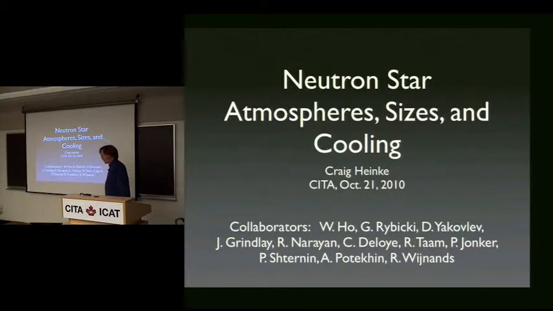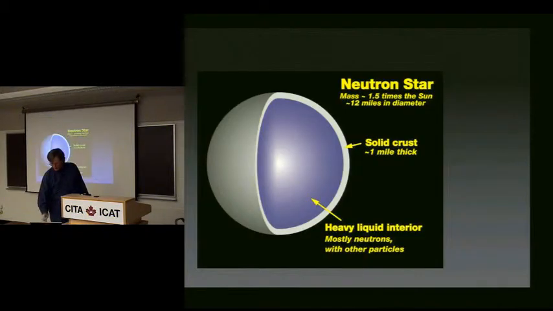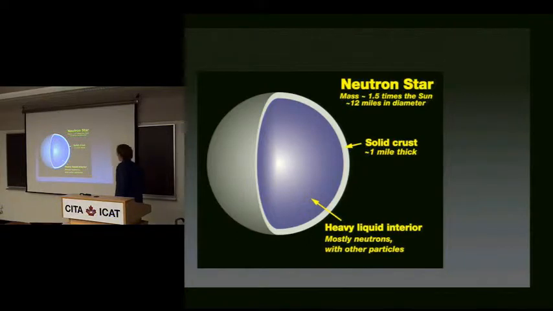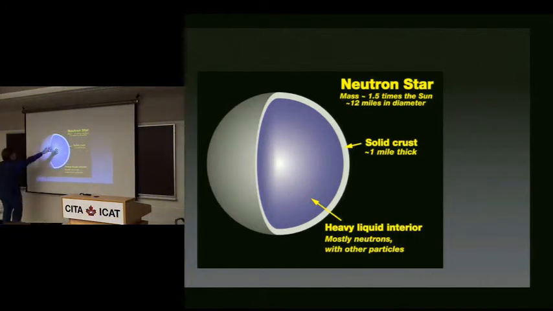Yeah, so I'm going to talk about what we learned about the atmosphere of neutron stars, some constraints we have upon their sizes, and upon how they cool through X-ray observations of neutron stars. Just a brief reminder of the general picture of a neutron star: they have their supernova explosion. They have a mass that now goes up to 2 times the solar mass, and the exact diameter is uncertain.